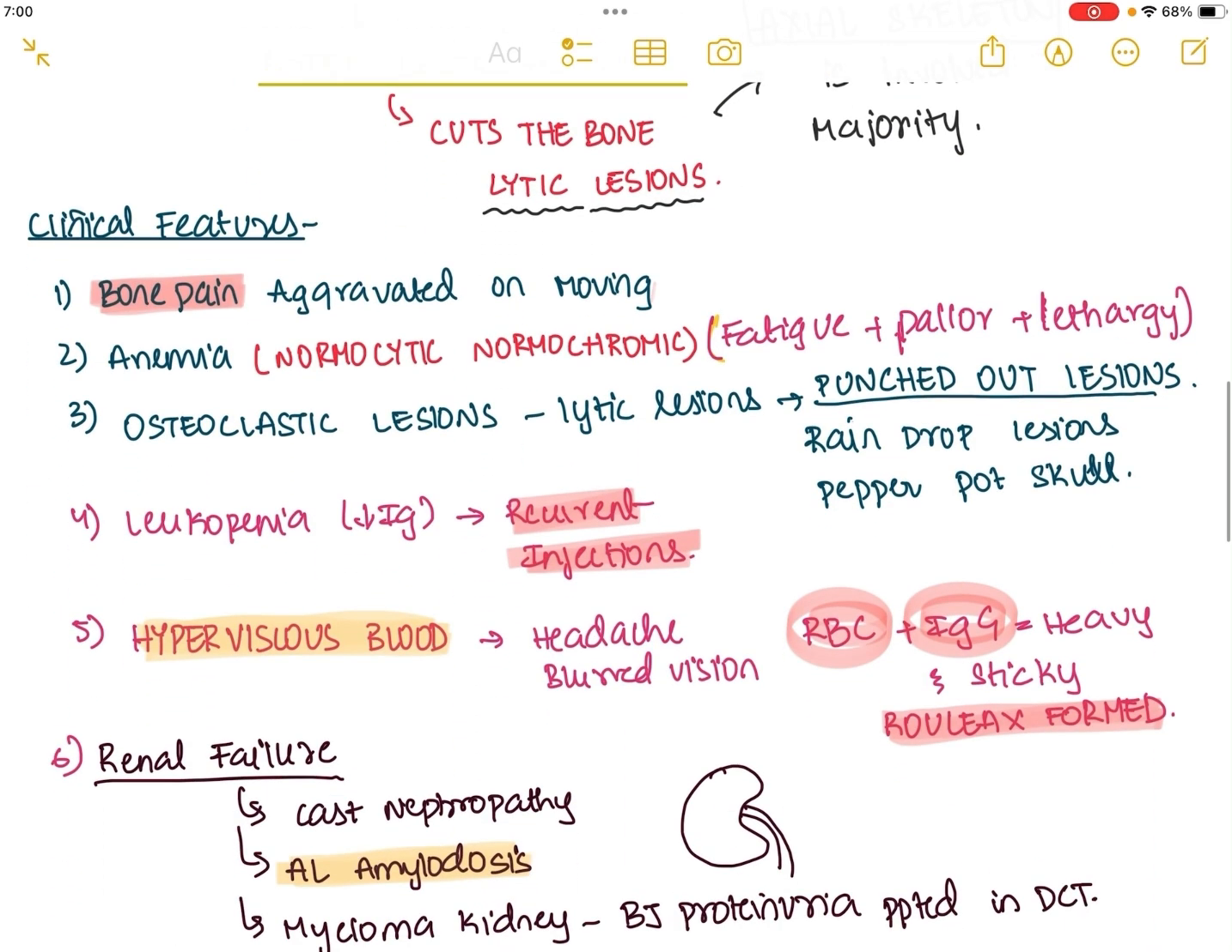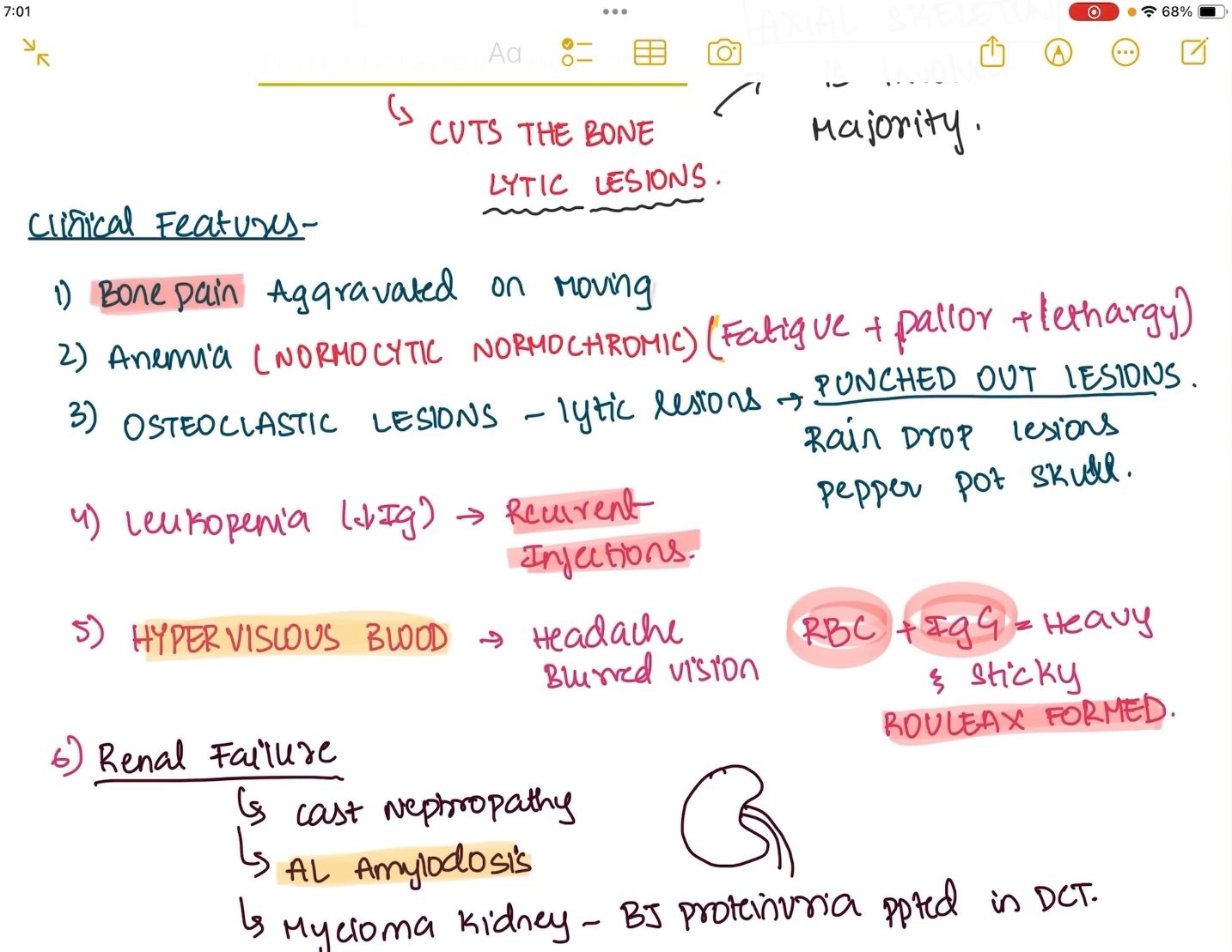Coming to the clinical features, what is happening here? There will be lytic lesions. Because of the lytic lesions, bone is getting chopped off, so obviously there will be bone pain. It gets aggravated on moving. There will be anemia because of bone marrow infiltration with plasma cells, leading to normocytic normochromic anemia, which causes fatigue, pallor and lethargy. Also there will be leukopenia, which causes recurrent infections, and thrombocytopenia, which can cause petechiae.